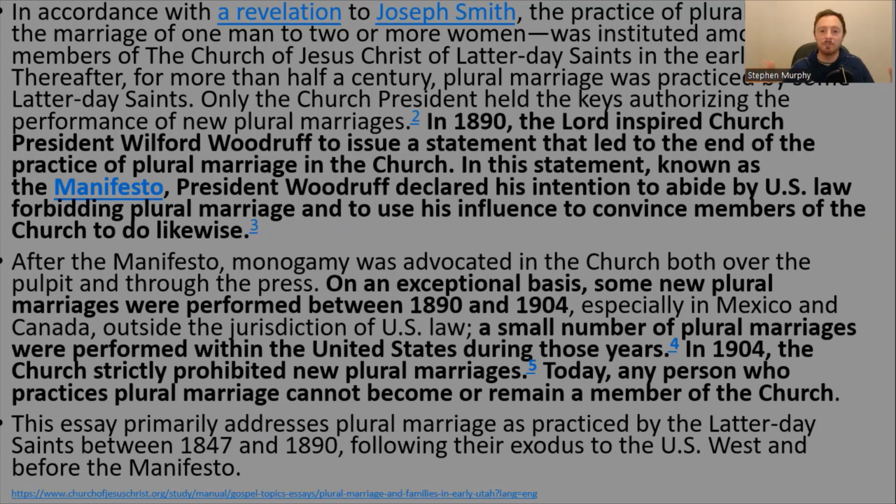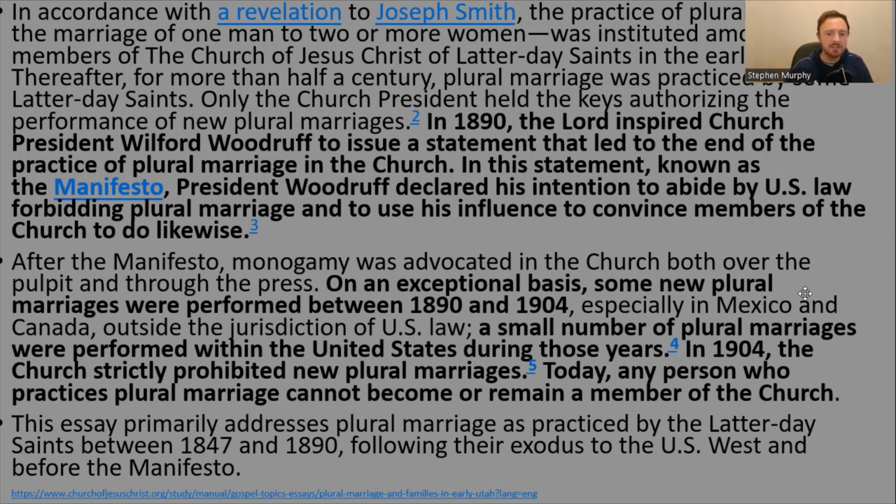And Wilford Woodruff brought out either a revelation or a declaration to the church in 1890 that they were going to stop, advising the saints to stop. But even some secret plural marriages continued until 1904, until the Second Manifesto. So we'll dive more into that as we go on.